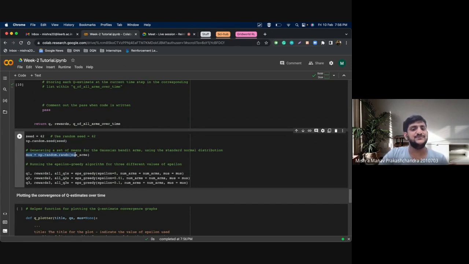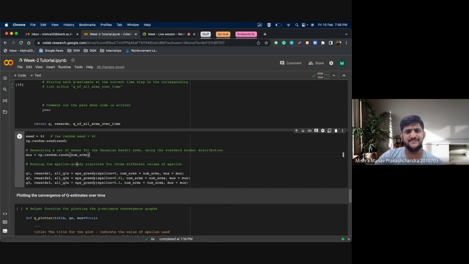Now I generate some random mus. I generate a set of means for the Gaussian bandit arms using the standard normal distribution. So for the 5 arms that I have, I'll generate 5 random mus. My sigma is fixed to be 1. For each arm, the standard deviation is 1.